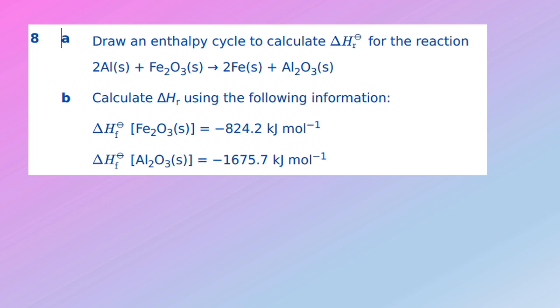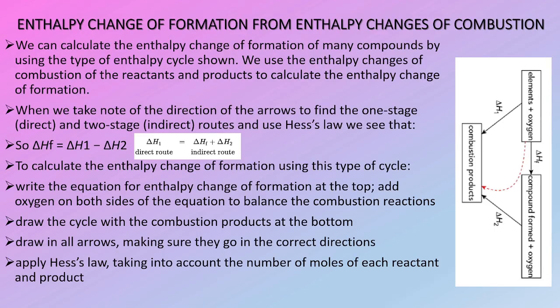This is question number 8. Enthalpy change of formation, enthalpy change of combustion. So basically you can see here elements plus oxygen convert into compound plus oxygen, and these two either directly or indirectly convert into the combustion product. So delta HF equal to delta H1 minus delta H2. Basically this is a direct route and this is an indirect route.